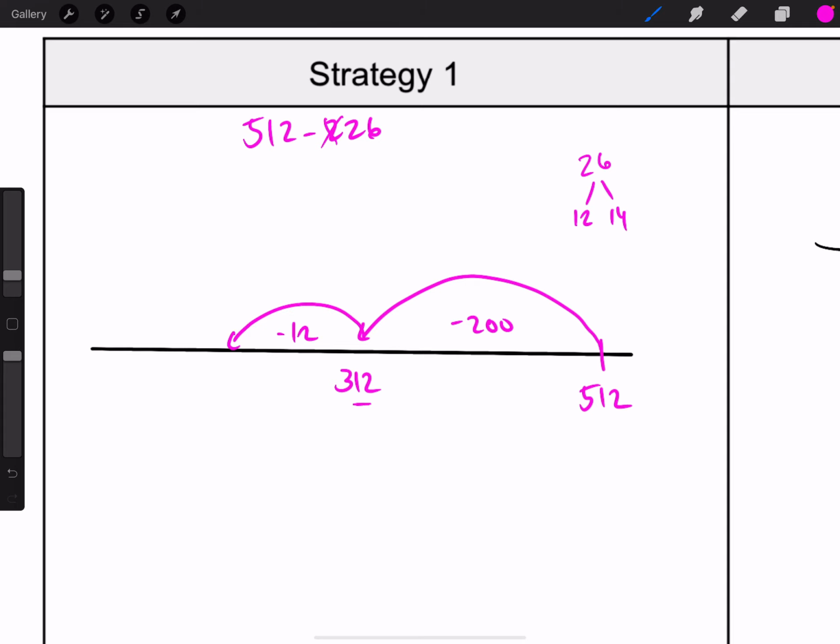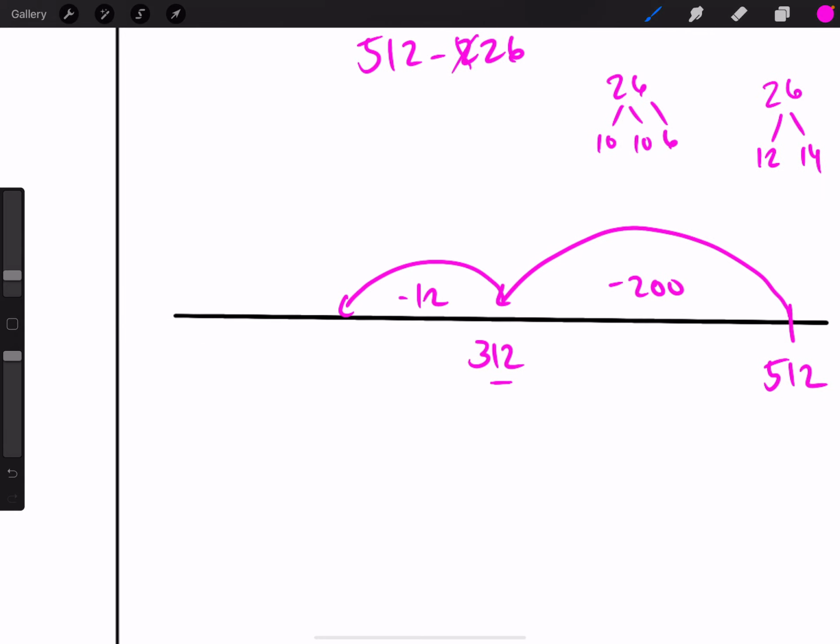Now, I might have seen it a different way, but it's helpful to be able to break apart 26 like that. Maybe I thought of 26 as 10, 10, and 6. So I would take away 10, take away 10, and take away 6. So that would be a different way to do it. But I see it as 12 and 14. So I took away 12, and I'm at 300, and I still have 14 to go to take away. So I'm actually going to take away 10 now, which gets me to 290, and then I'm going to take away 4 more, which gets me to 286.